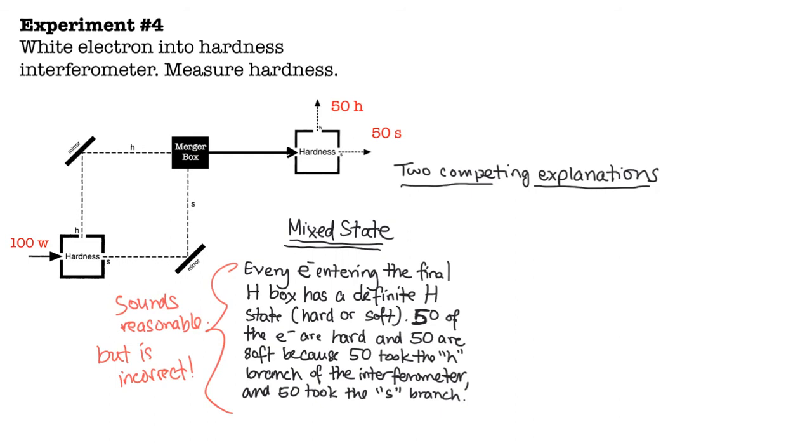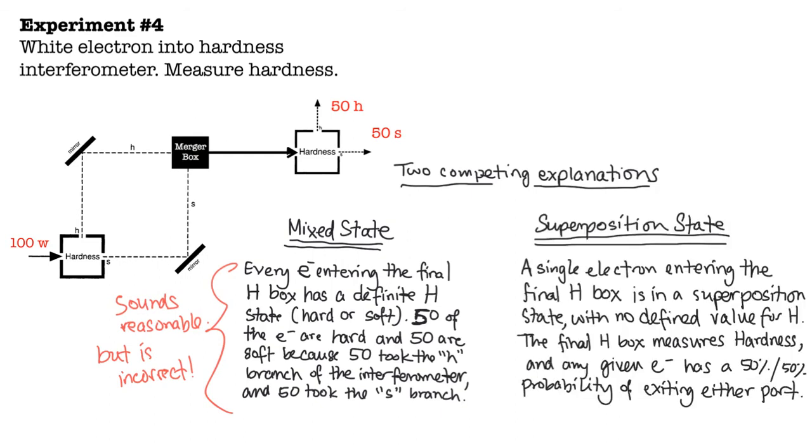Well, let's see. I'm going to put up a second explanation that I'll call the superposition state explanation, and we'll see that it predicts exactly the same outcome. Okay. So the superposition state argument, which turns out to be correct, even though it sounds bizarre and outlandish, states that any single electron that enters the final hardness box does not actually have a defined value for hardness. It's in a superposition of hard and soft.